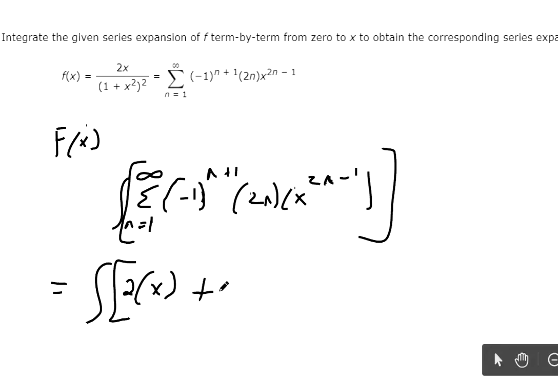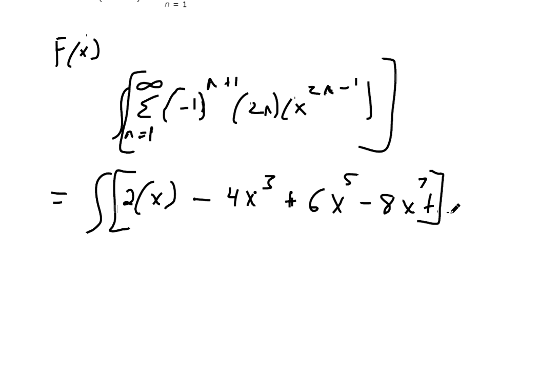If you plug in n equals 2, then it's actually going to be subtraction here, because 2 plus 1 makes 3, negative 1 to the third power is negative 1, so now we're subtracting. 2 times 2 makes 4, and plugging in a 2 up here, 2 times 2 makes 4, 4 minus 1 makes x to the third, and then we're back to plus, it's alternating, right? n equals 3 gives us 6x, 2 times 3 makes 6, 6 minus 1 makes 5, and then plug in n equals 4, so it becomes minus again, so this is 8x to the 7th power, dot dot dot, keeps going, right?